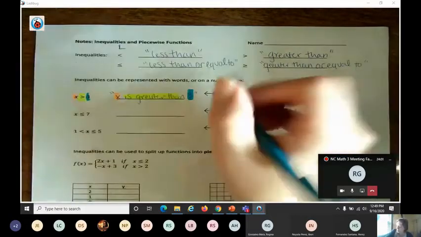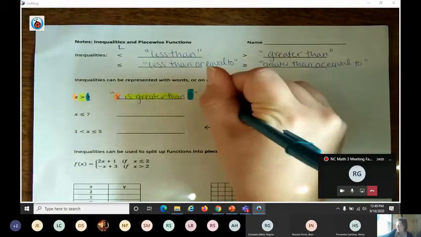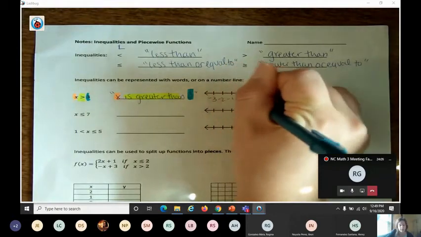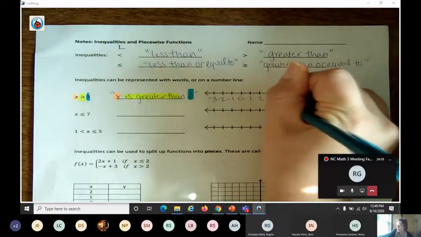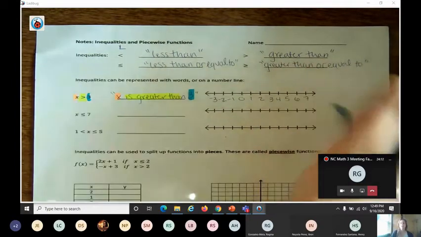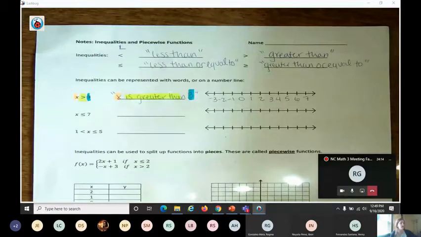So I'm going to go ahead and mark my number line -2, -1, 0, 1, 2, 3, 4, 5, 6, 7. Okay, so where am I going to put my dot, Marquez?